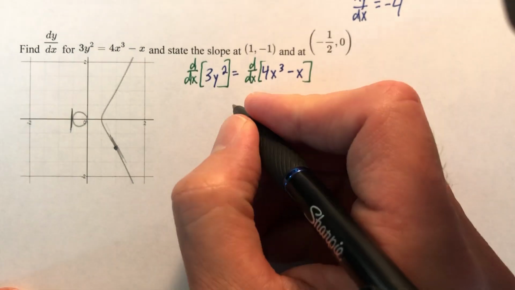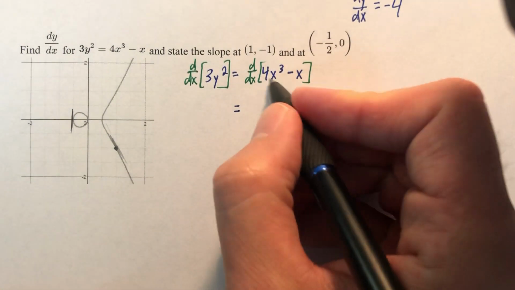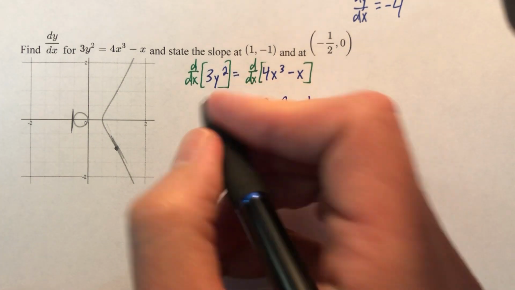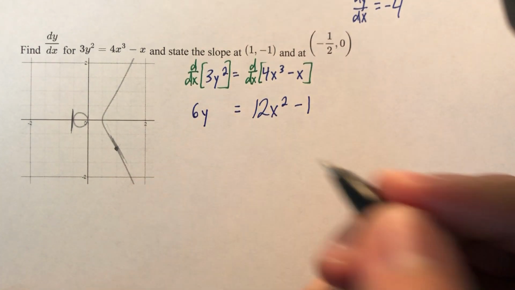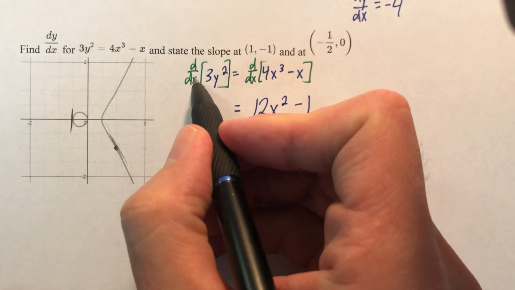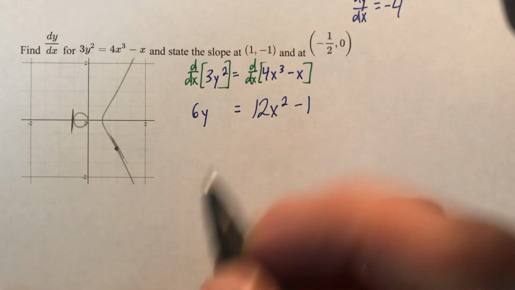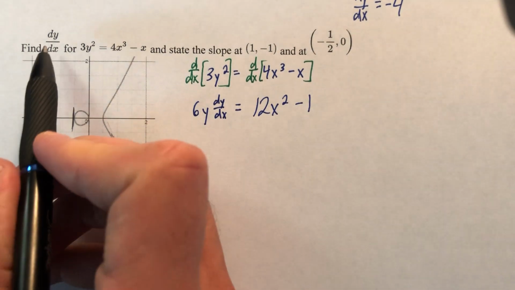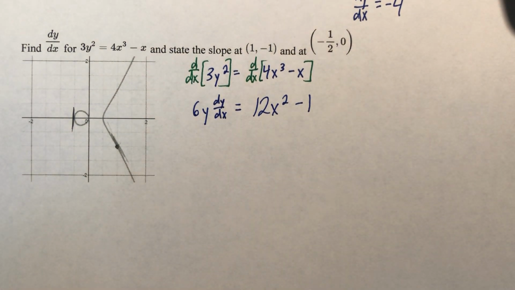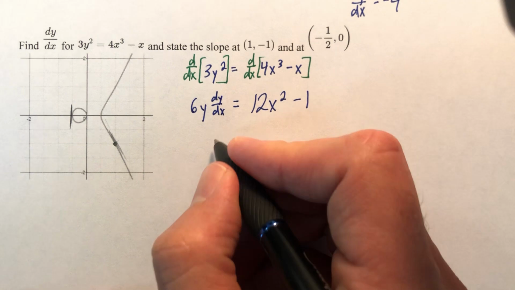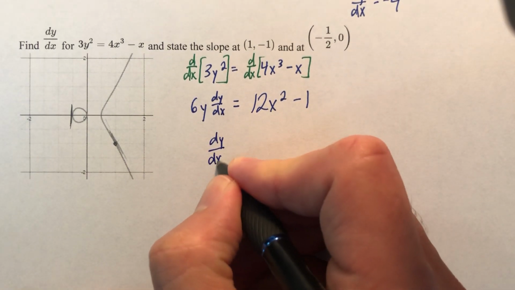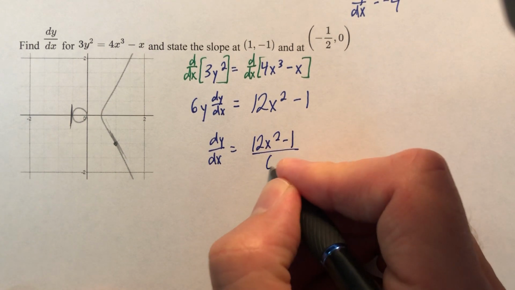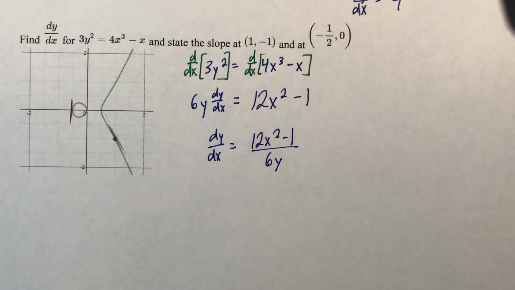All right, easy side first, if you want to. 12x squared minus 1. This side is 6y, but because this is an x and this is a y and there's some chain rule involved in here, we have dy over dx. Now, they said find dy over dx, which means get it by itself. So dy over dx is equal to 12x squared minus 1 over 6y. Okay, mission accomplished so far.